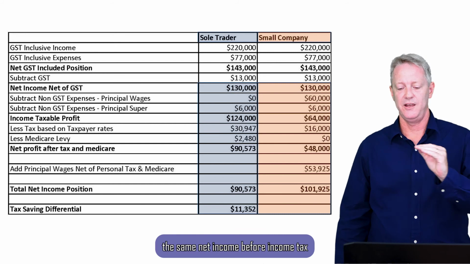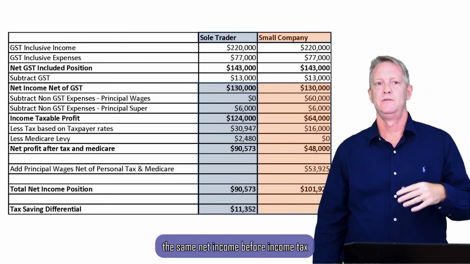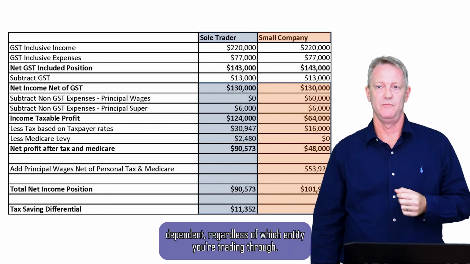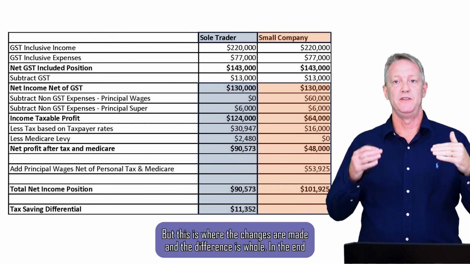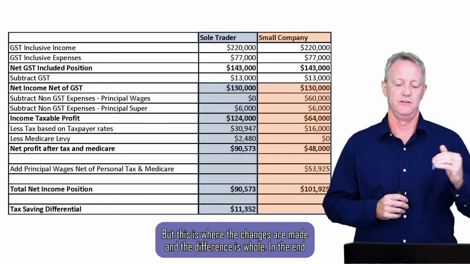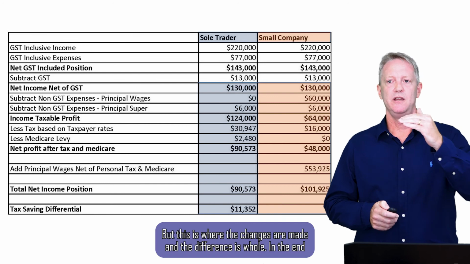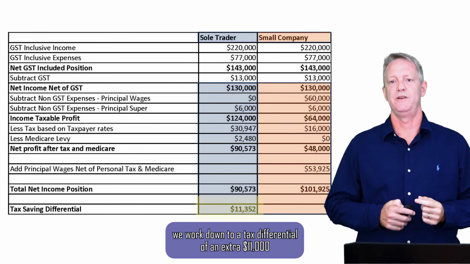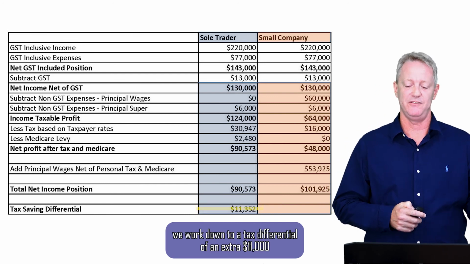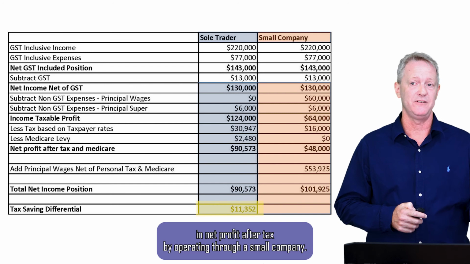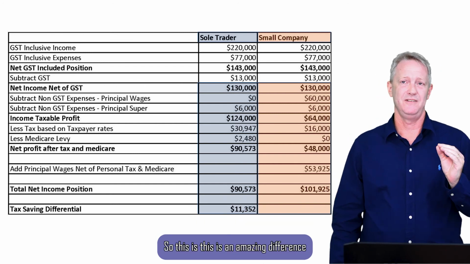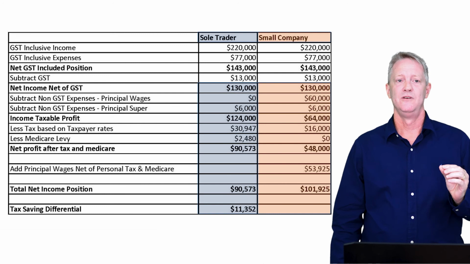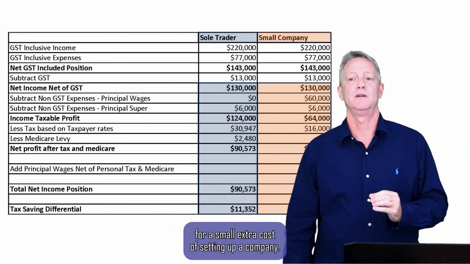Interestingly enough, it's the same net income before income tax, regardless of which entity you're trading through. But this is where the changes are made and the differences hold. In the end, we work down to a tax differential of an extra $11,000 in net profit after tax by operating through a small company. So this is an amazing difference for a small extra cost of setting up a company.